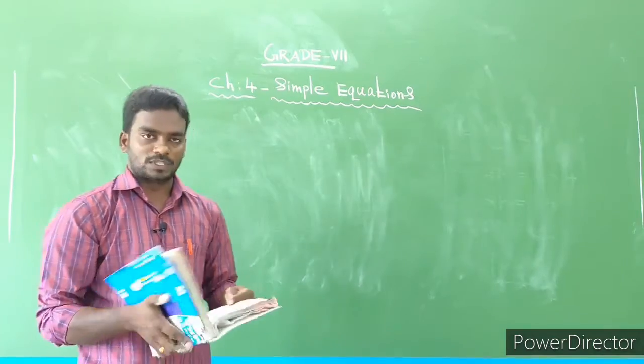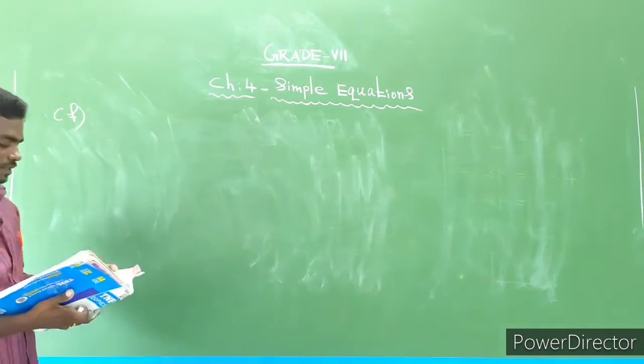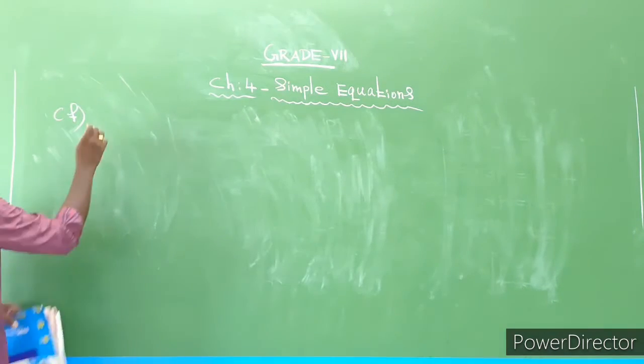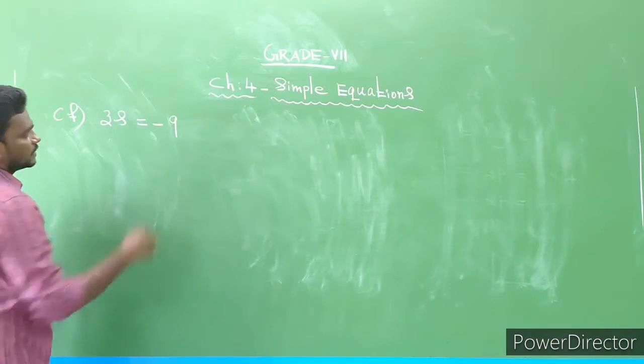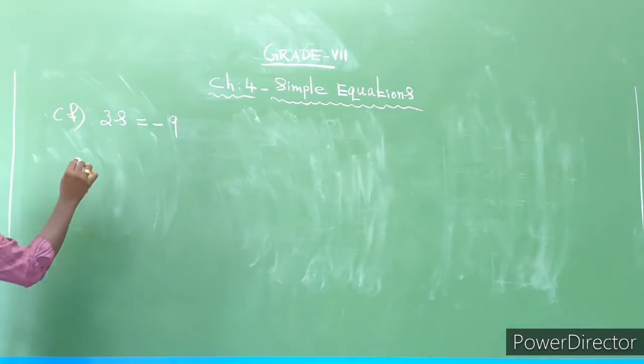Then what's our F question? F1 is 3s equal to minus 9. 3s is equal to minus 9. How to solve this?